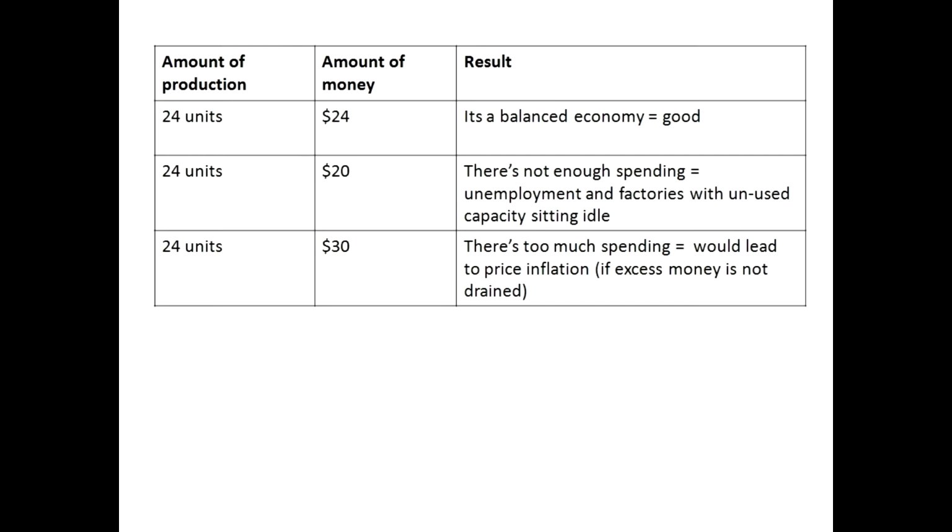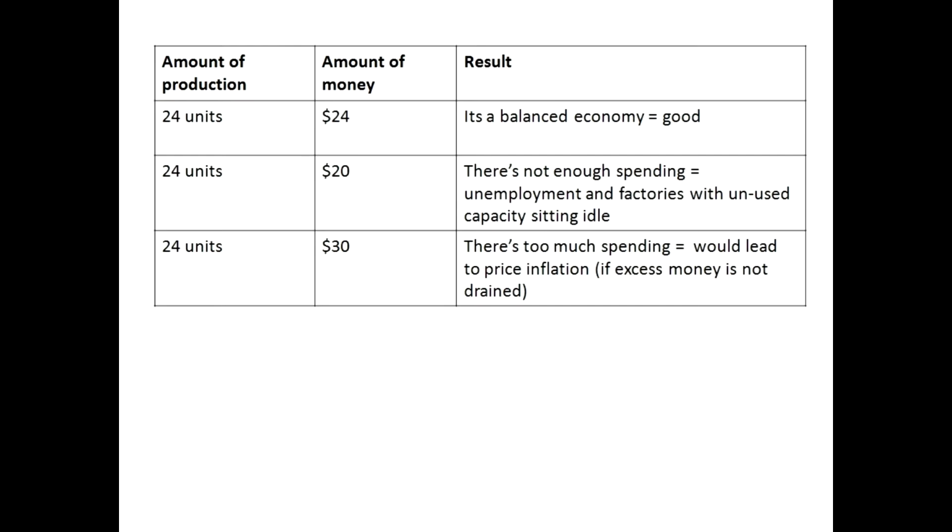In the second row, I've kept the production capacity the same at 24 units, but I've reduced the amount of money to $20. This is not a balanced economy. The productive capacity of the economy is not used up, so there will be less people employed than in the first scenario, and some of the productive capacity, I've just used the term factory because that's something that people can picture better, is sitting unused. In the third scenario, once again the production has stayed the same, but this time the amount of money has increased. In this scenario, what would typically happen in the economy is that there would be a bit of inflation.